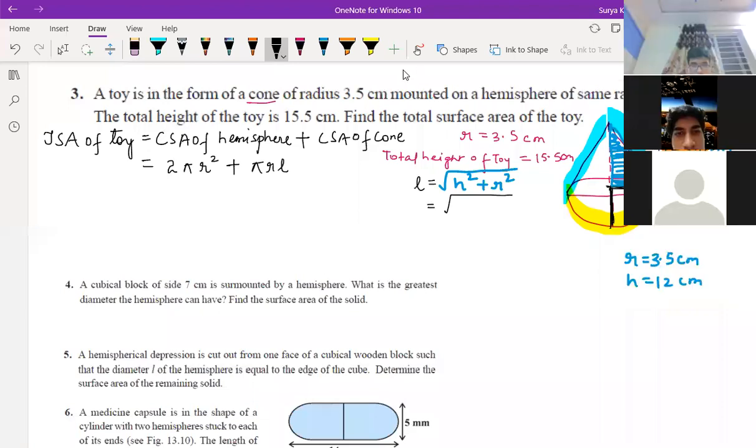So we can write here L square is nothing but 12 square plus 3.5 square. So we can write it as 144 plus 3.5 into 3.5. Javian, what is that? Yes, sir. 3.5 into 3.5, 12.25, right? Yes, sir. Then what we can write here?